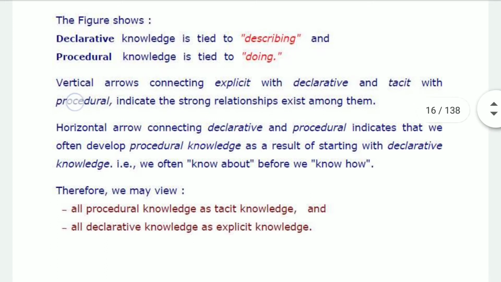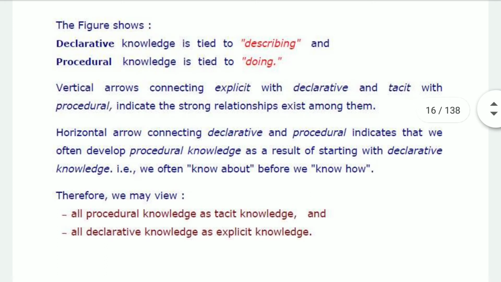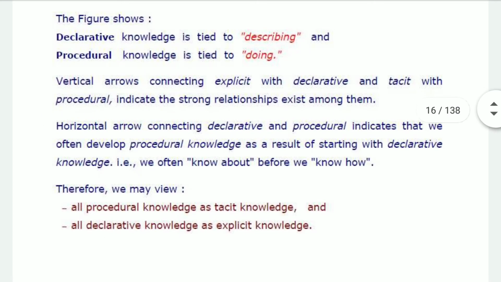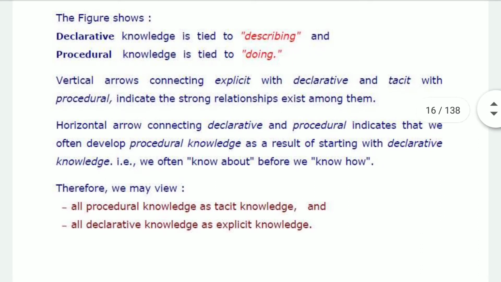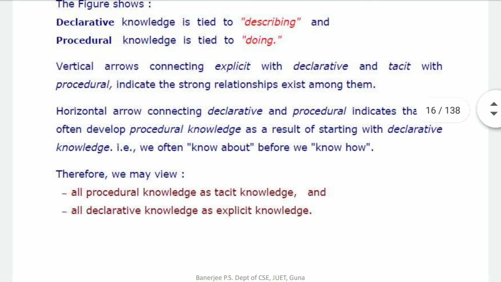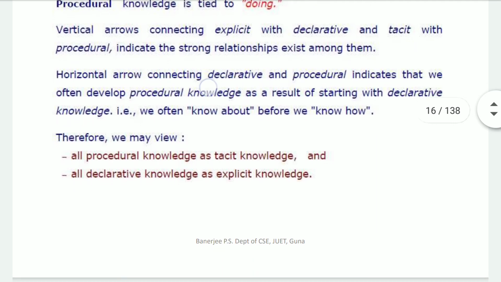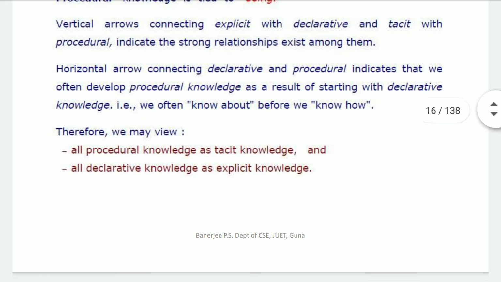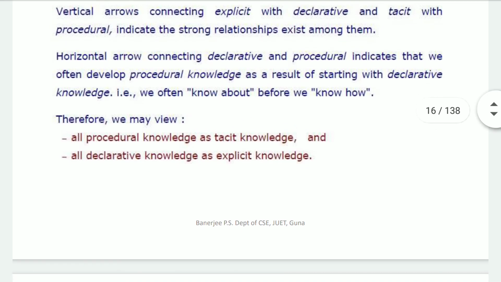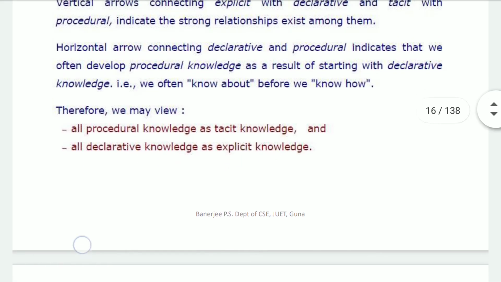The vertical arrows connect the explicit with the declarative and tacit with the procedural, indicating the strong relationship that exists among them. Horizontal arrows connect the declarative and the procedural knowledge, and it also shows that procedural knowledge is a result of starting from the declarative knowledge itself, to know about and then know how. Therefore, we may view all the procedural knowledge as tacit knowledge, we are concluding it here, and the declarative knowledge as the explicit knowledge.